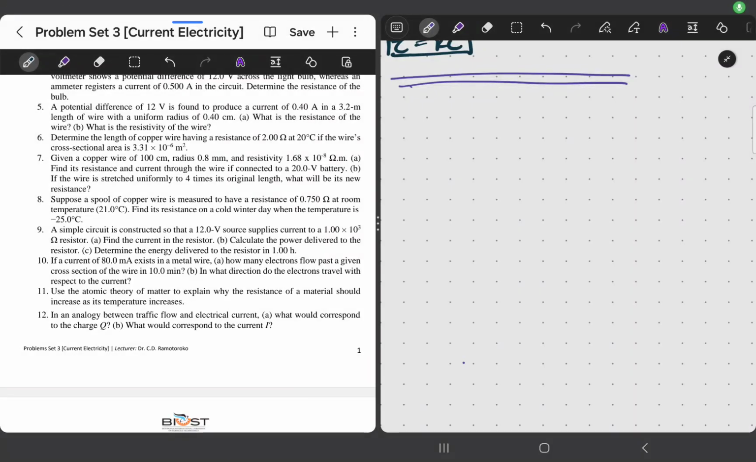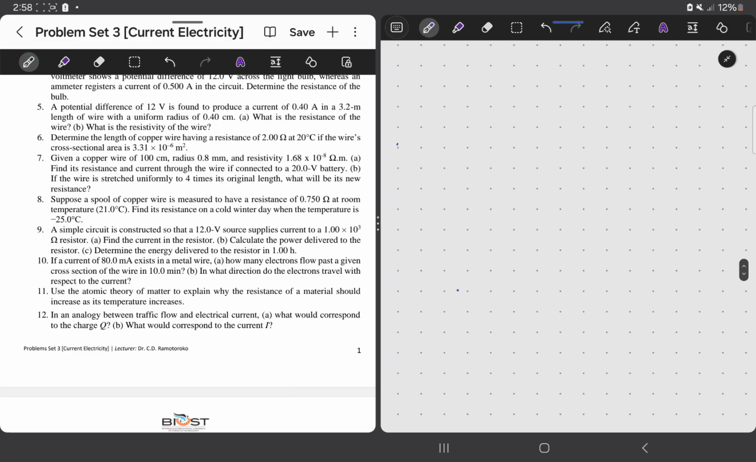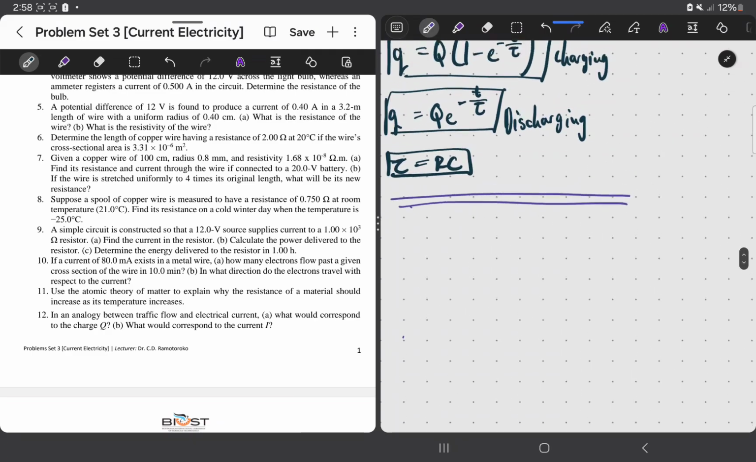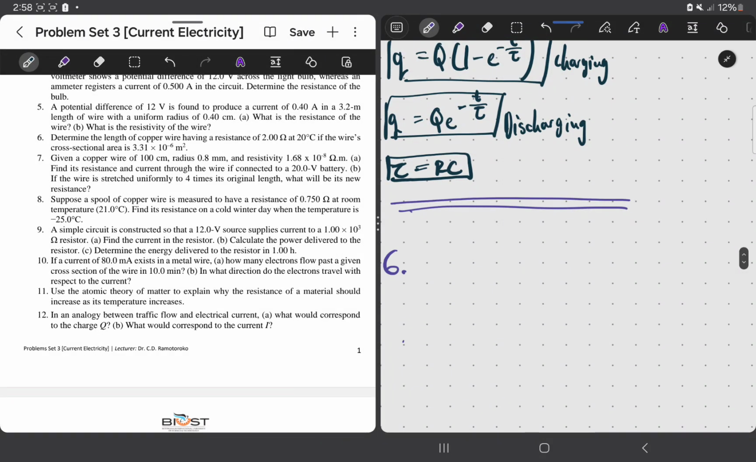Go through number 6, which says determine the length. So the moment I get to number 6, I'm still having my formulas. Remember, the formulas are my friends. Nothing to think. They say determine the length. So L, I'm looking for L.